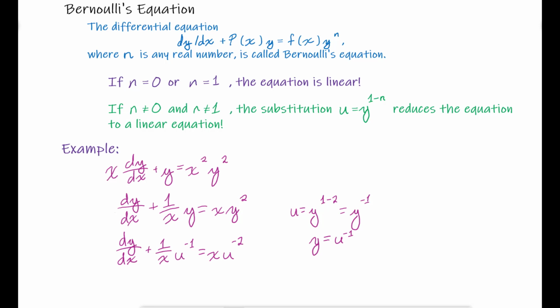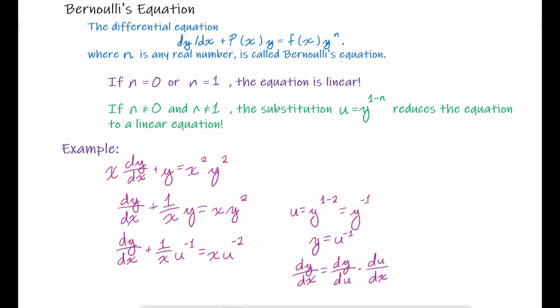This gives me dy/dx plus 1 over x u to the negative 1 equals x times u to the negative 2 power. Now hopefully you're saying, hey, wait a minute, there's still a y in there. And there is. It's with the dy/dx. So we need to figure out what is dy/dx in terms of u instead.